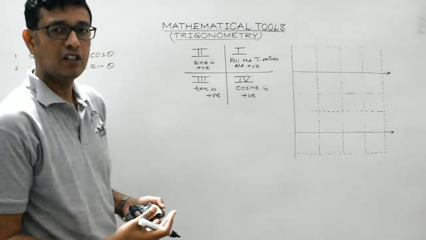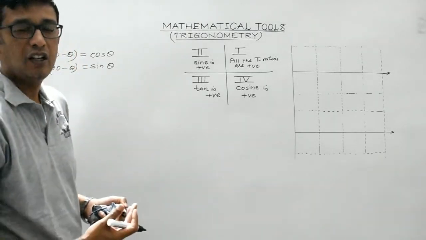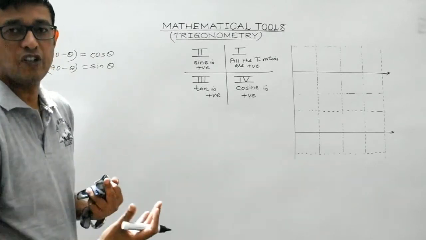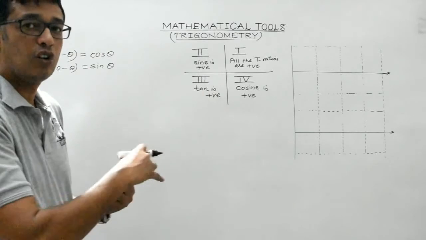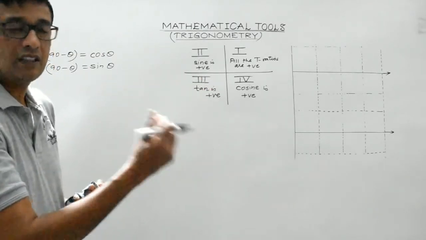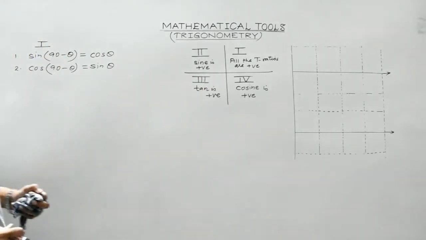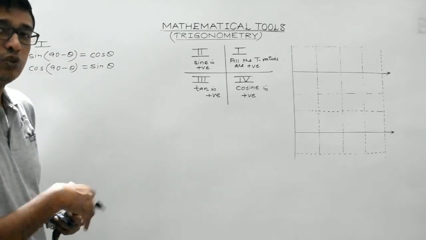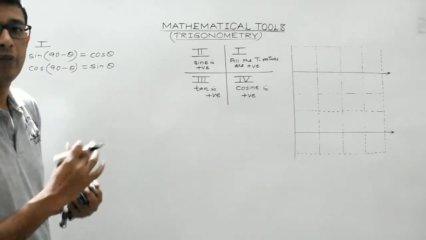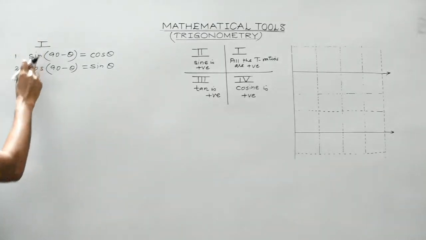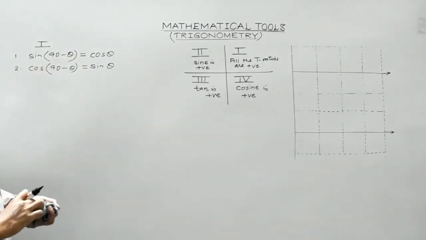For 90 plus minus theta or 270 plus minus theta, there we make use of the complementary function. That is, sine of 90 minus theta will become cosine, and cos will become sine. So in case of 90 plus minus theta or 270 plus minus theta, we make use of complementary functions. Sine and cosine are complementary functions. So this is the formula for sine and cosine in the first quadrant.